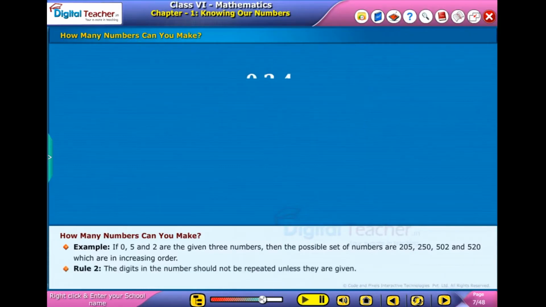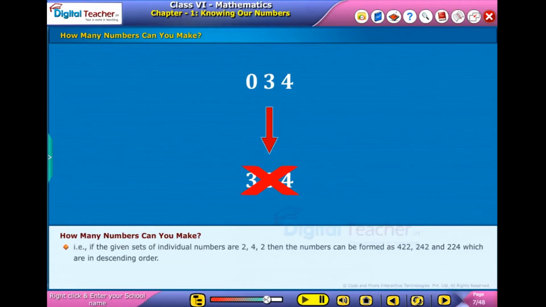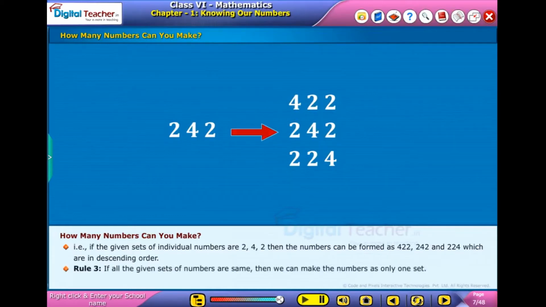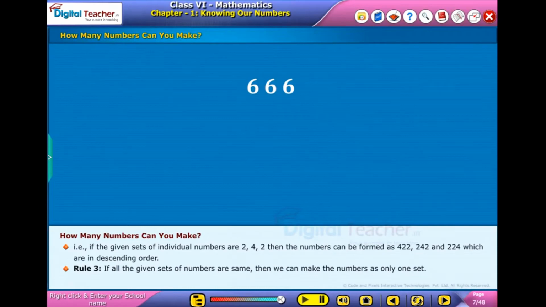Rule 2. The digits in the number should not be repeated unless they are given. That is, if the given sets of individual numbers are 2, 4, 2, then the numbers can be formed as 422, 242 and 224, which are in descending order. Rule 3. If all the given set of numbers are same, then we can make the numbers as only one set.